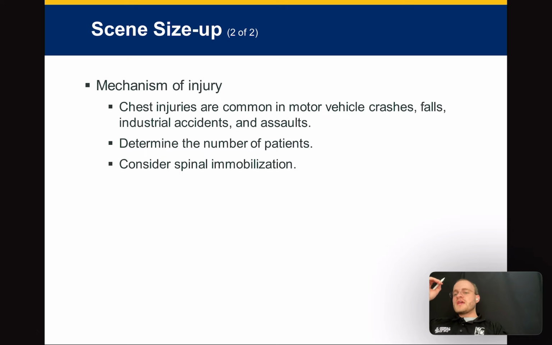And so we look at the MOI, and the common causes of these we kind of covered. Motor vehicle collisions is probably the single most common, followed by falls, industrial accidents, assault. Again, people get punched or kicked in the ribs or chest. This can cause, obviously, broken ribs. Determine the number of patients. Consider spinal immobilization. So that's something to consider.